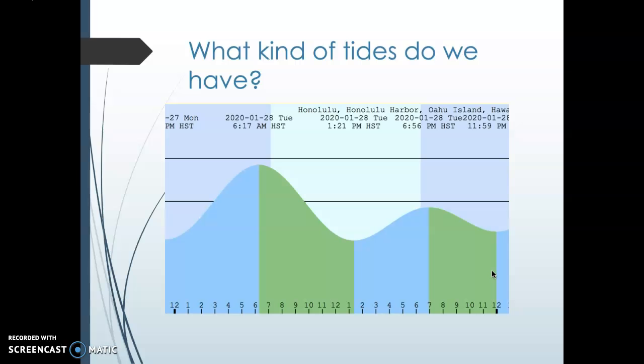Based on this tide chart of 24 hours in a day, what kind of tides do you think Oahu has? If you guessed semidiurnal, you're right. There's our high high, here's our low high, here's our high low, here's our low low, and here's our high low.